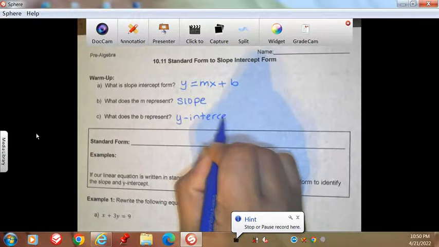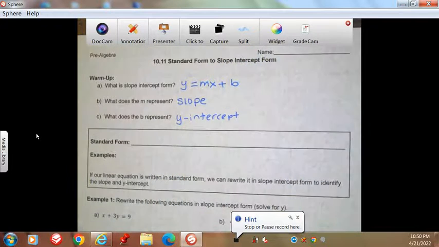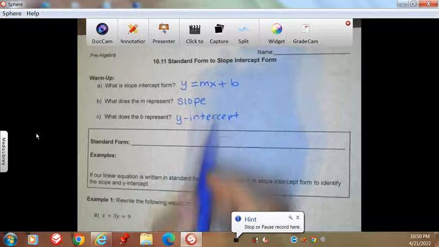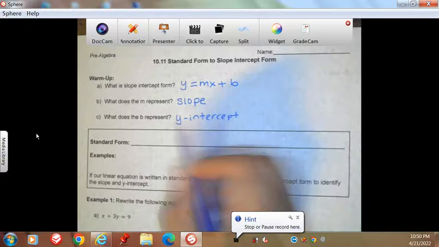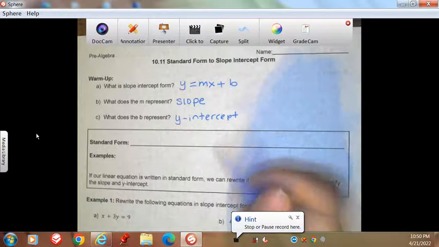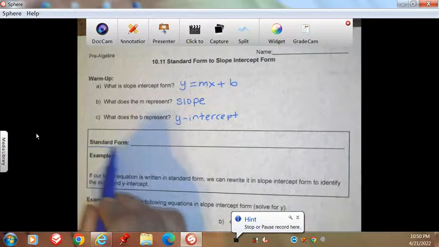And that helped us with graphing. We were able to use the slope formula. We were able to do lots with this form, with graphing, with tables, with points, all of those different things. But now there's a new form that we learn about, which is called standard form. It's the last type of form.